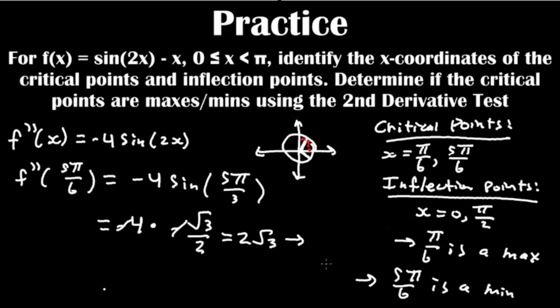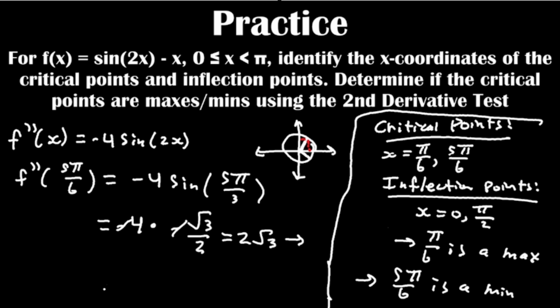Okay. So this is our conclusion. Our critical points are at pi over 6 and 5 pi over 6. Our inflection points are x equals 0 and pi over 2. And pi over 6 is the max and 5 pi over 6 is the minimum.